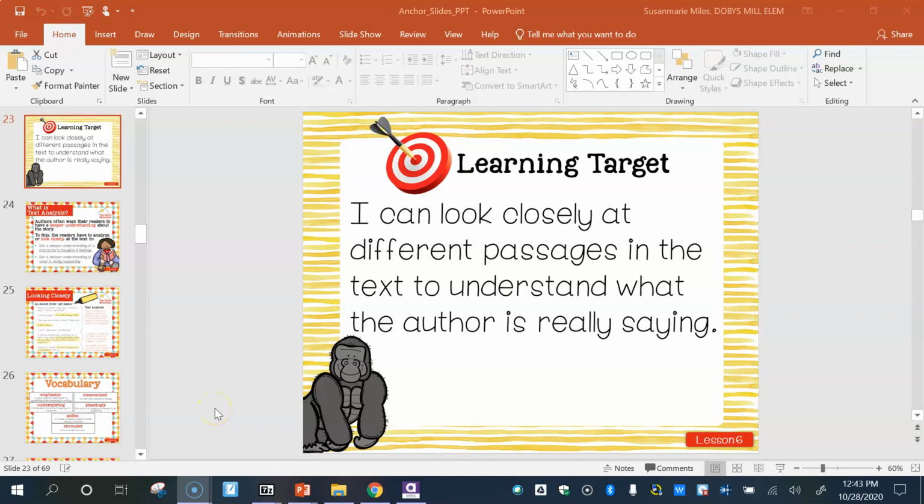All right, friends, today we're going to go over our next chapter in The One and Only Ivan. So let's look at our learning target for today. Our learning target for today is I can look closely at different passages in the text to understand what the author is really saying. So what we're going to learn today is called text analysis. Say that with me, text analysis.